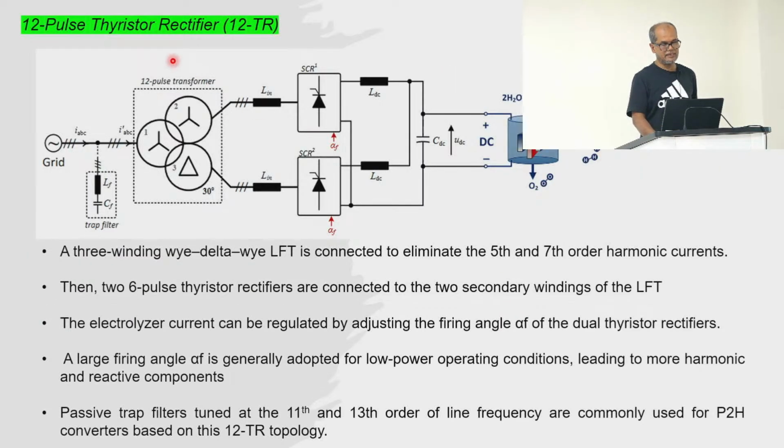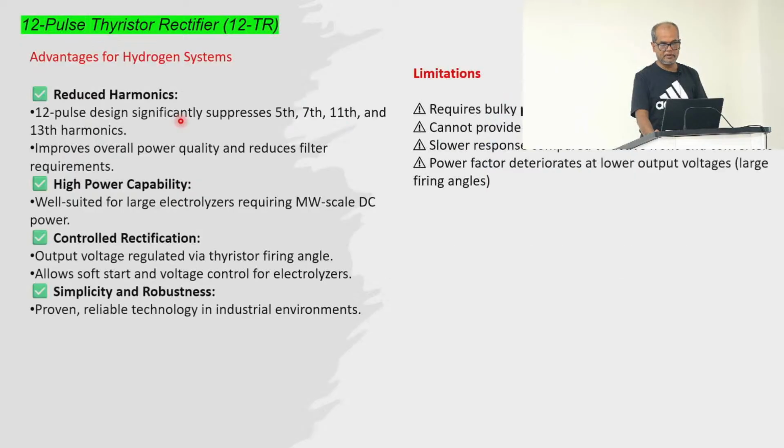But definitely one of the limitations is that this transformer is very bulky. If you have a megawatt level conventional transformer, it's bulky and you might need a big vehicle, even if you want to take it from somewhere. It also cannot provide bidirectional operation. It has a slower response compared to an active front end converter, which we're probably going to talk about later.